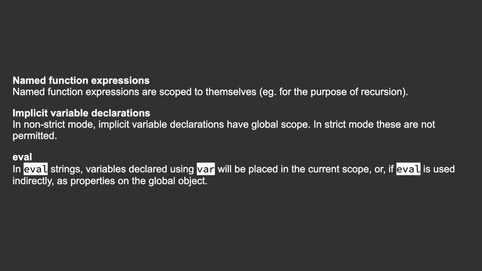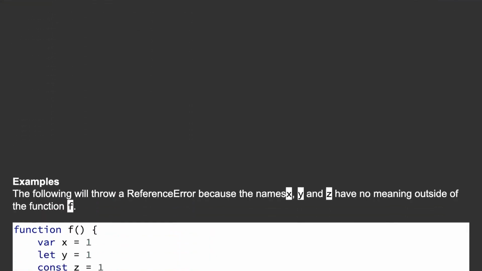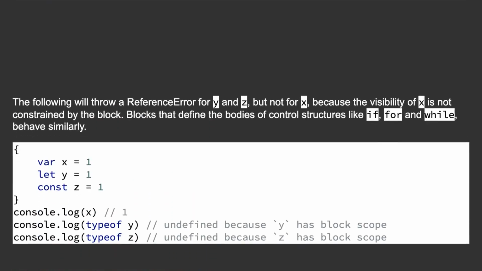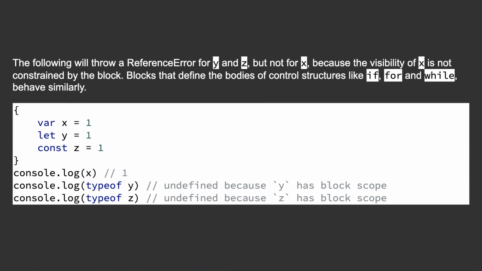Eval. In eval strings, variables declared using var will be placed in the current scope, or, if eval is used indirectly, as properties on the global object. Examples. The following will throw a reference error because the names x, y and z have no meaning outside of the function f. The following will throw a reference error for Y and Z, but not for X, because the visibility of X is not constrained by the block. Blocks that define the bodies of control structures like if, for and while, behave similarly.